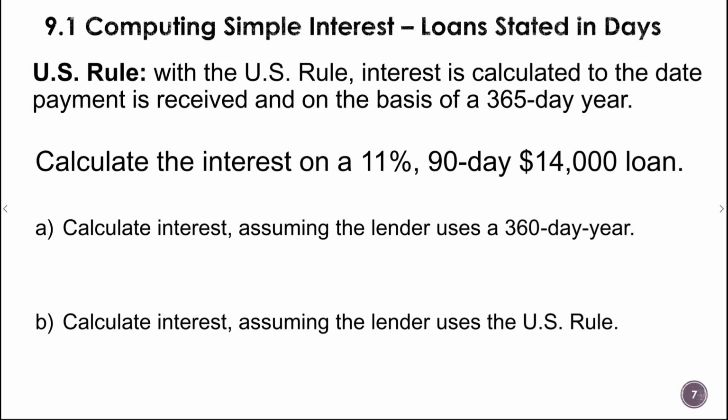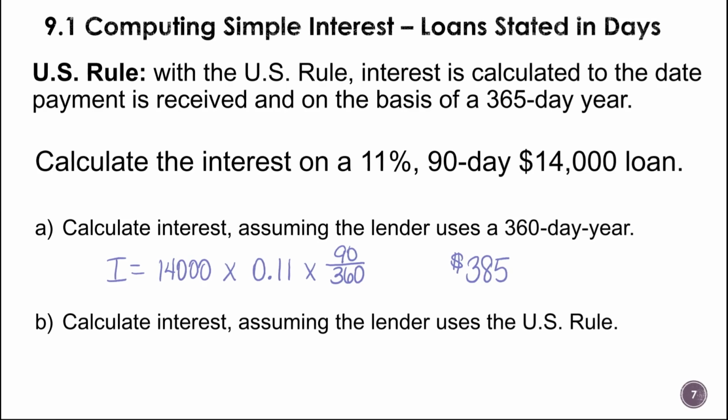I meant to change colors. So $14,000 times 11%, that would be 0.11 in decimal form. And then 90 days out of 360, that's really just the fraction 1/4. So we calculate that and we find that the amount of interest is $385. Okay, so that's our first calculation.